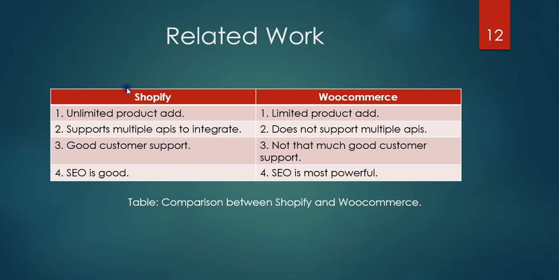In Shopify, search engine optimization is good, and in WooCommerce, search engine optimization is most powerful. Shopify is a subscription-based tool, and WooCommerce is a free WordPress plugin. Then we can use Shopify both online and offline using Shopify's point of sale kit. WooCommerce, we can use online only. For Shopify, it can support multiple APIs, and WooCommerce doesn't support multiple APIs.